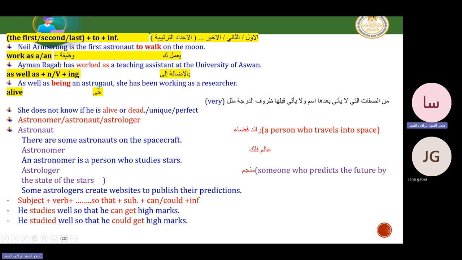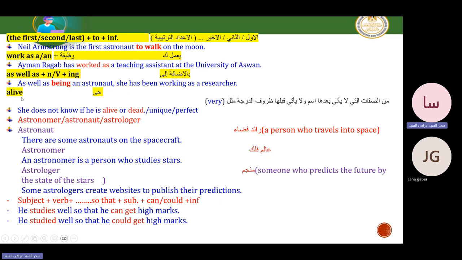أصل الجملتين دول إيه؟ She is an astronaut. She has been working as a researcher. So if we join by using as well as, we follow by the gerund, or verb plus ing. So "is" becomes "being." As well as being an astronaut, she has been working as a researcher.